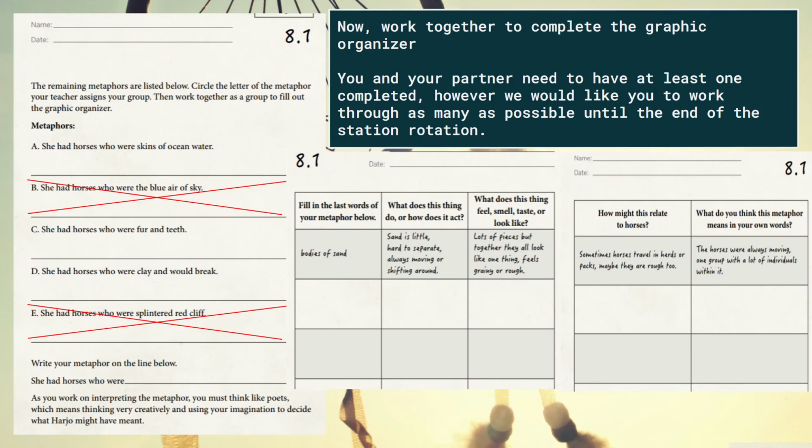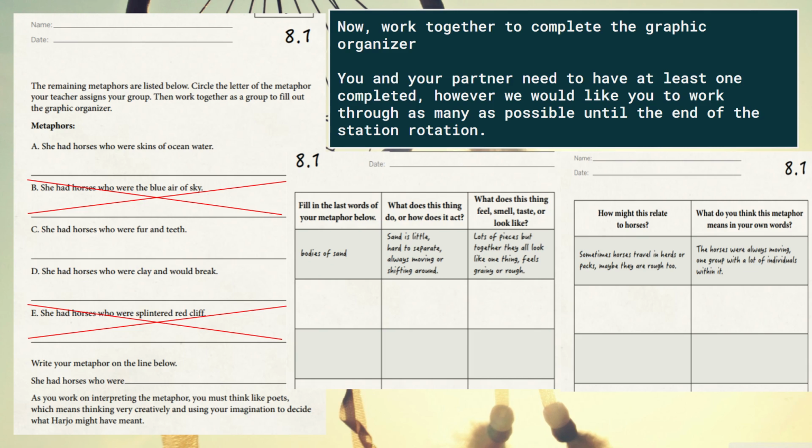All right. So what you're going to do with your partner is work on a couple of metaphors. You're going to have three options here: letter A, letter C, or letter D. Letter A says she had horses who were skins of ocean water. Letter C says she had horses who were fur and teeth. And D is she had horses who were clay and would break. So you're comparing ocean water, fur and teeth, or clay. You're going to pick one that you and your partner would like to do first, and work across just like we did with the example.